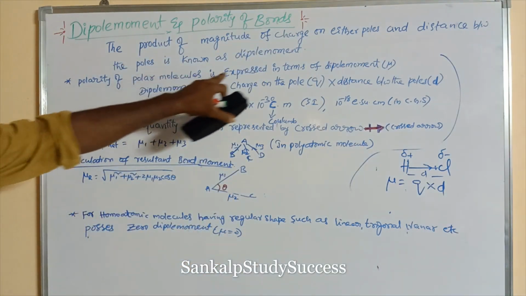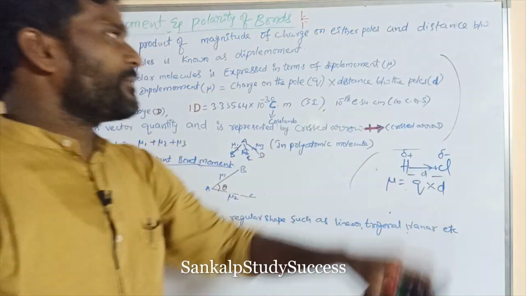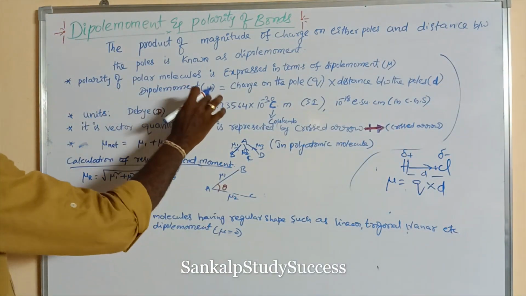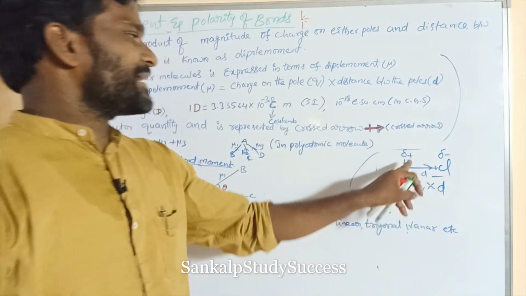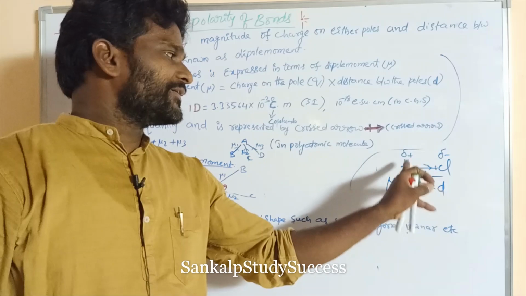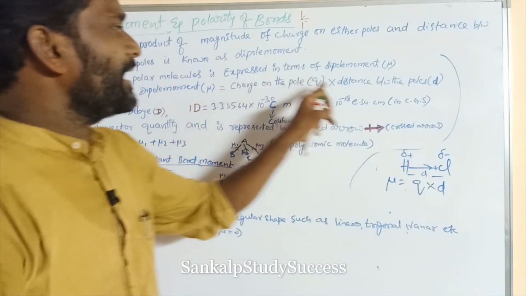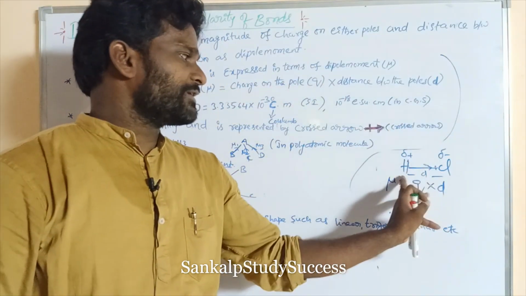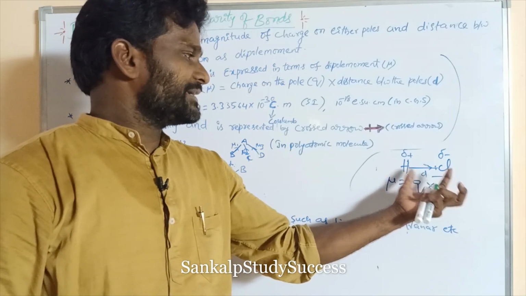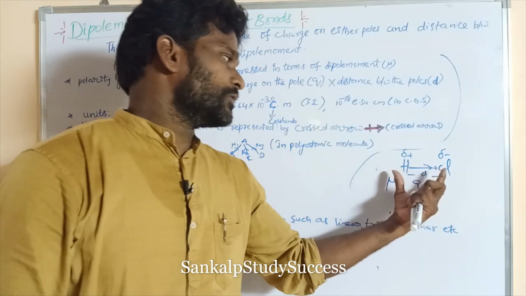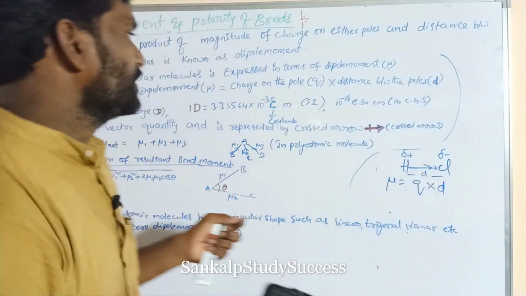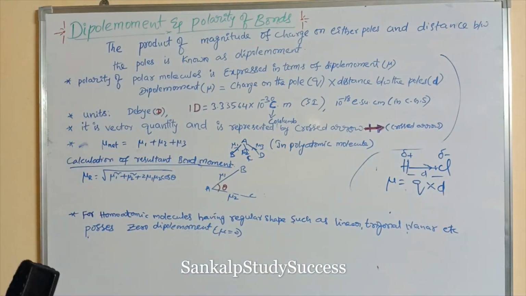So the polarity of a polar molecule is expressed in terms of dipole moment. We know that dipole moment mu is equal to the charge on the pole, taken as Q or delta, and the distance between the poles. What is the distance? d. Here the two poles are separated by d distance.